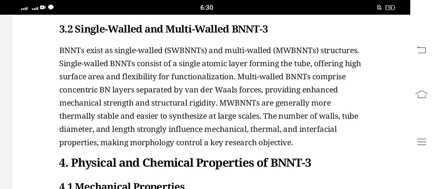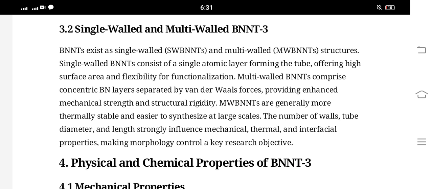Single-walled and multi-walled BNNTs. Based on their morphology, BNNTs can be classified into single-walled and multi-walled structures. A single-walled boron nitride nanotube consists of a single atomic layer forming the tube. These nanotubes have a very high surface-to-volume ratio, making them ideal for surface functionalization and interaction with other materials.